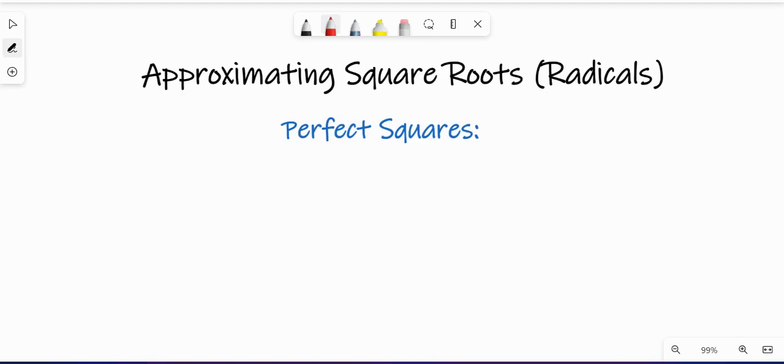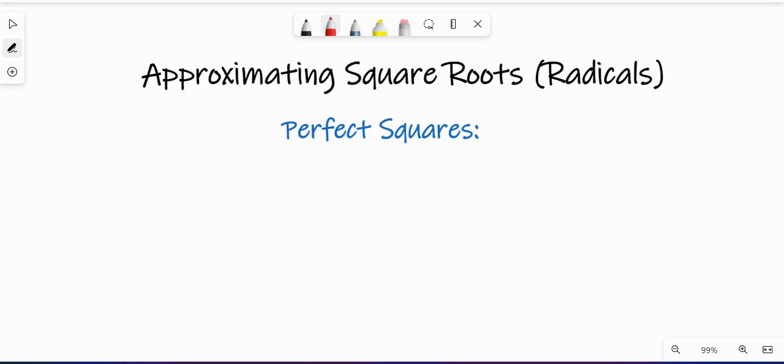In today's video, we're going to be approximating square roots, aka radicals. The square root is the function that is opposite of squaring a number, basically the opposite of multiplying a number by itself. Now, when we're approximating square roots, we need to memorize the list of perfect squares. These are numbers that when you take the square root of them, they end up being a whole number. When you simplify them, it's a whole number answer.